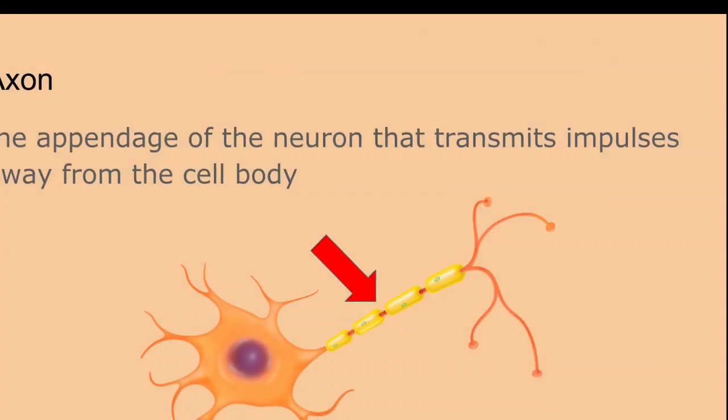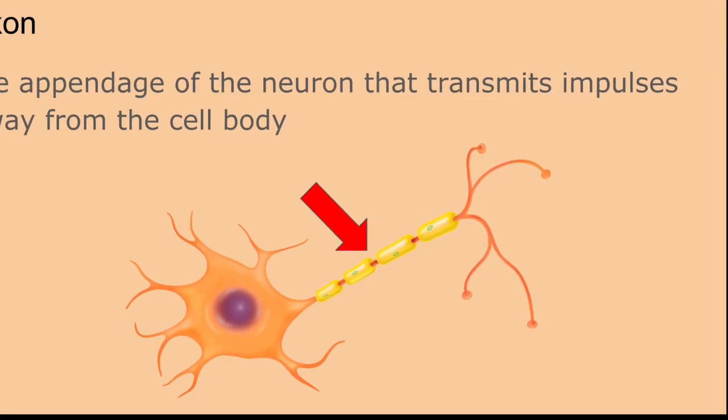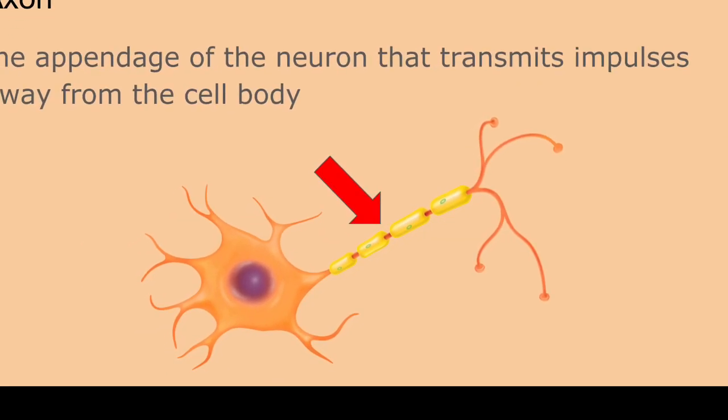This is the other one that transmits impulses away from the cell body. It's axon. A good tip for this one is axon away. Both A's stay together.